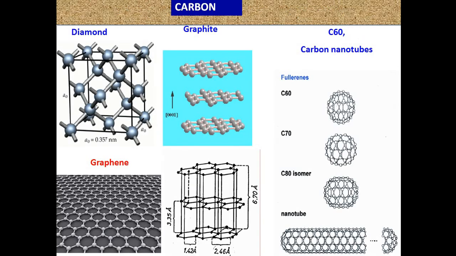Then we know that generally carbon has different allotropes. Diamond is one allotrope, graphene is another allotrope, graphite is another, then C60 and carbon nanotube. So there are many allotropes of carbon. All these are summarized here.